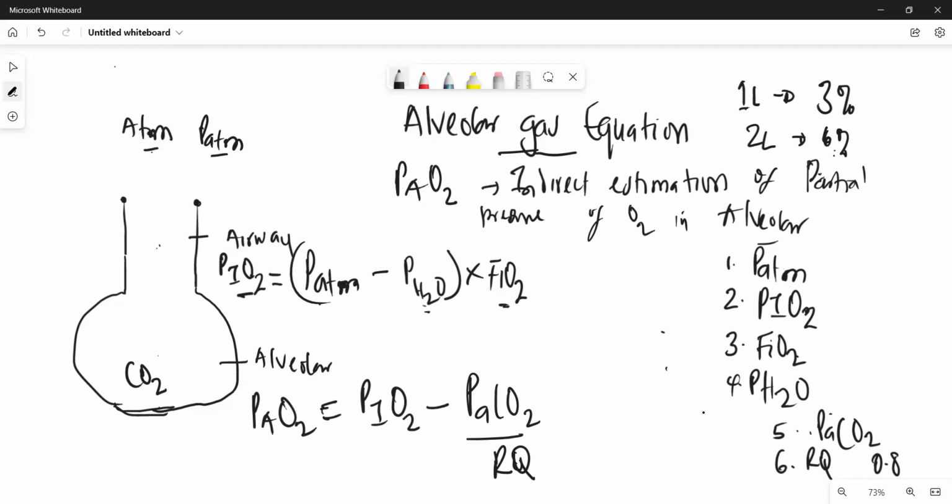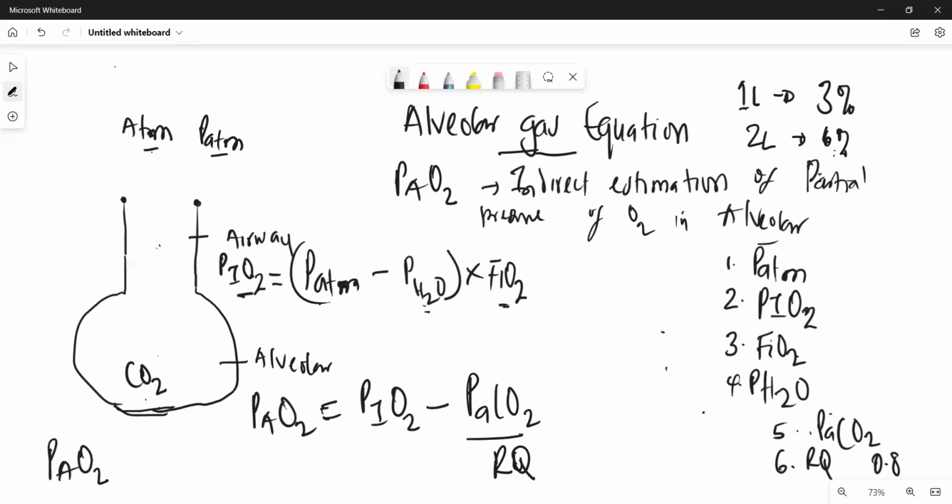And then from there, it goes into the alveolar. Remembering that the last gas in the alveolar is carbon dioxide, we need to subtract the partial pressure of carbon dioxide from the inspired gas, to be able to get the true oxygen in the alveolar.